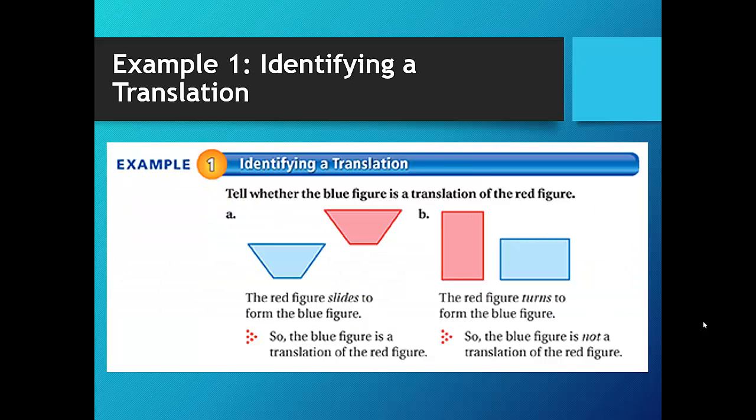For our first example, we're identifying a translation. Tell whether the blue figure is a translation of the red figure. For A, the red figure slides to form the blue figure. So the blue figure is a translation of the red figure. You have your red figure and you can slide to get the blue figure. For B, the red figure turns to form the blue figure. So the blue figure is not a translation of the red figure.